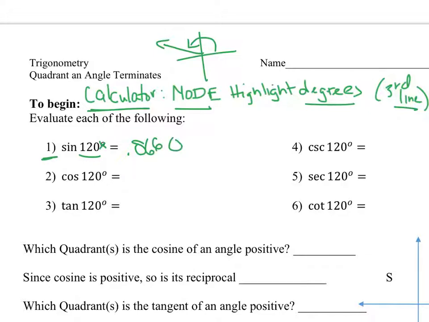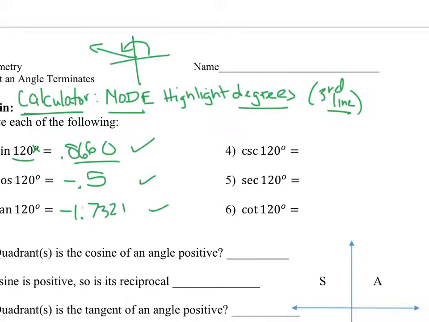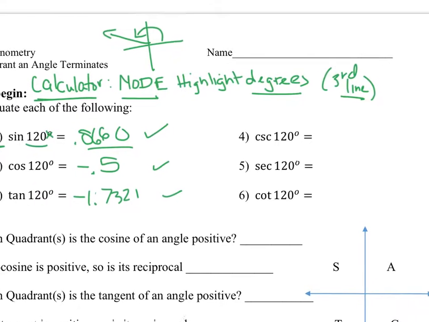0.8660 approximately. Cosine is negative 0.5 and tangent is negative 1.7321. Generally, when we do this, we go to the 10,000ths place. So notice that sine is positive and cosine and tangent are both negative. So that's important to understand and to recognize.